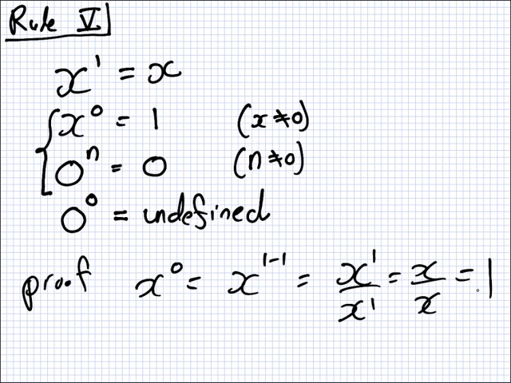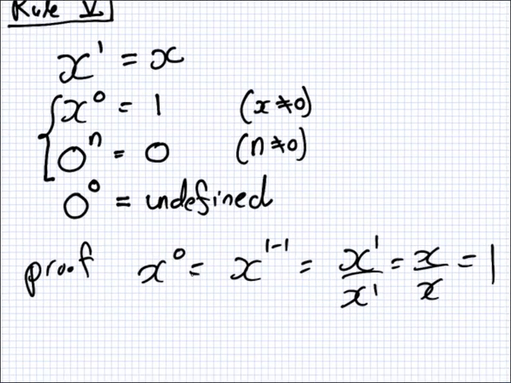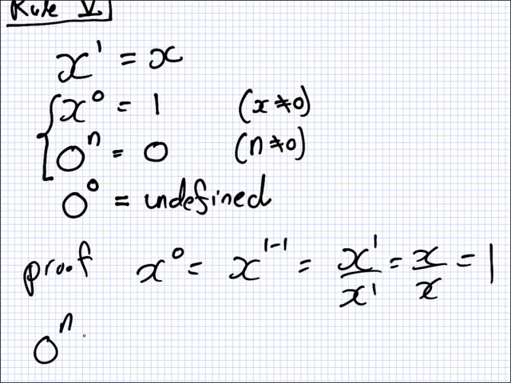And also, the reason for 0 power n is because it's equal to 0 times 0 times 0, and so on, which is obviously 0 here.